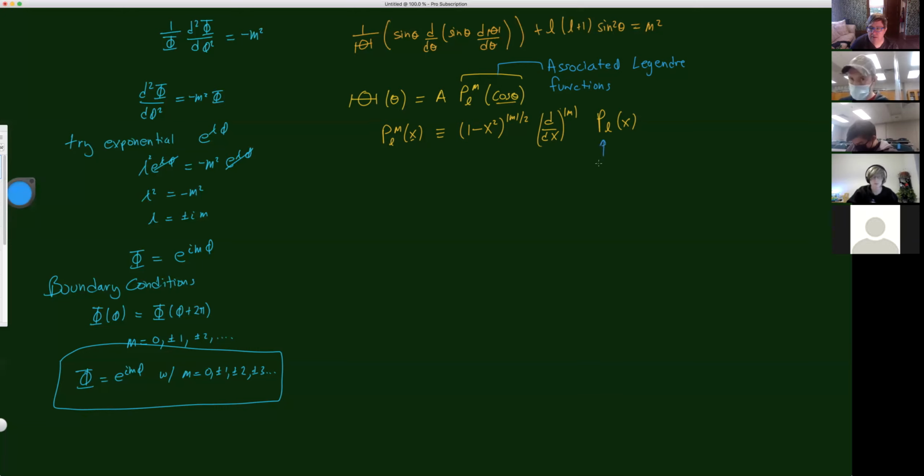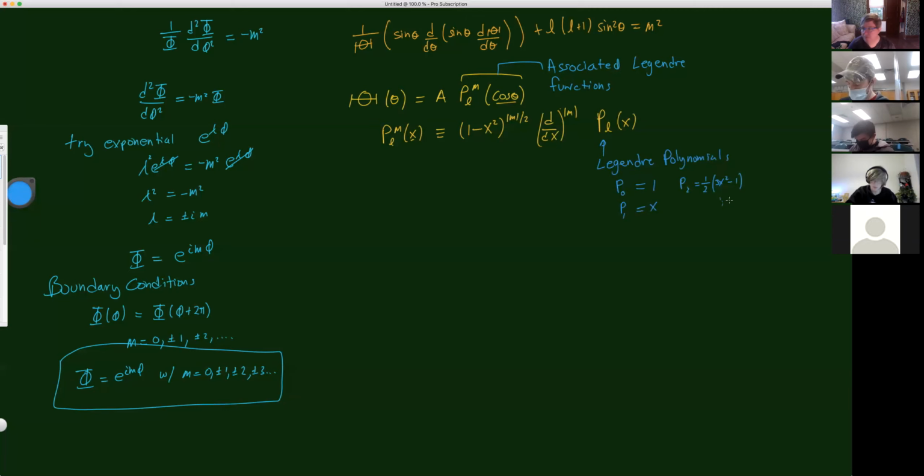And this is the Legendre polynomial. Okay, so for instance, what are the Legendre polynomials? Well, let's look at P0. When L is 0, it's just 1. When it's 1, it's just x. P2 is 1 over 2, 3x squared minus 1, okay, etc.